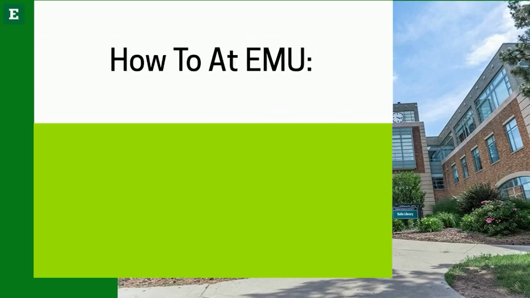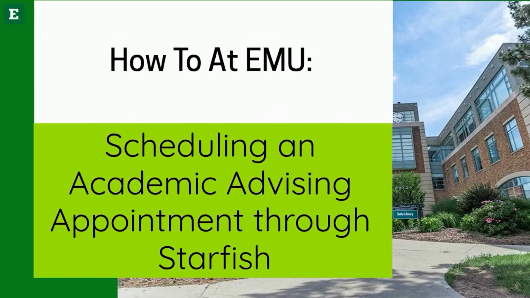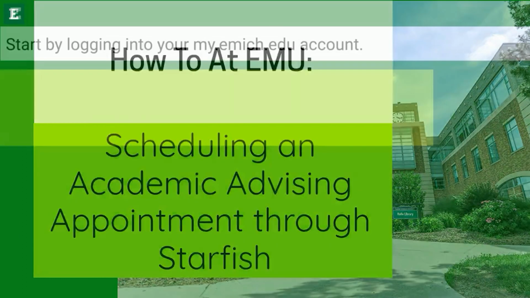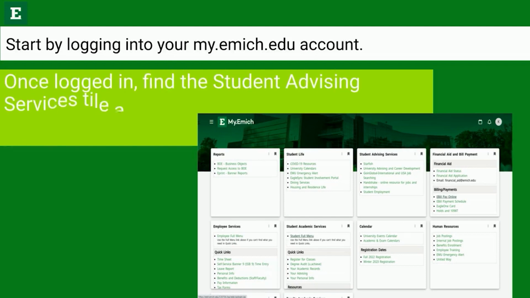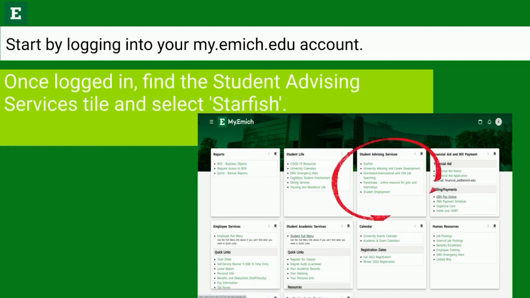How to at EMU, scheduling an academic advising appointment through Starfish. Start by logging into your my.emich.edu account. Once logged in, find the Student Advising Services tile and select Starfish.